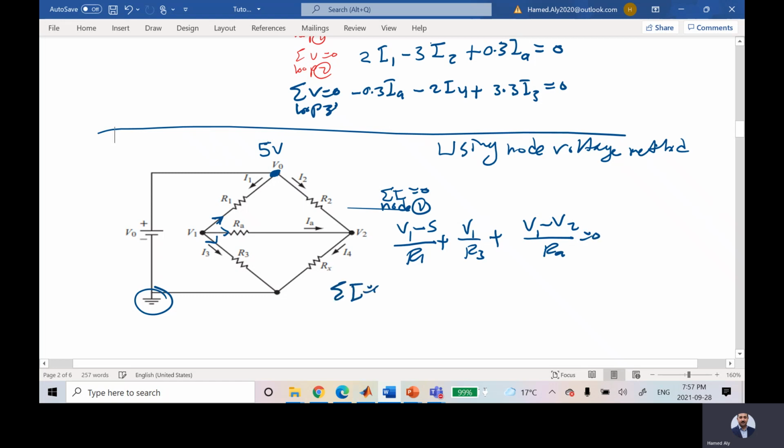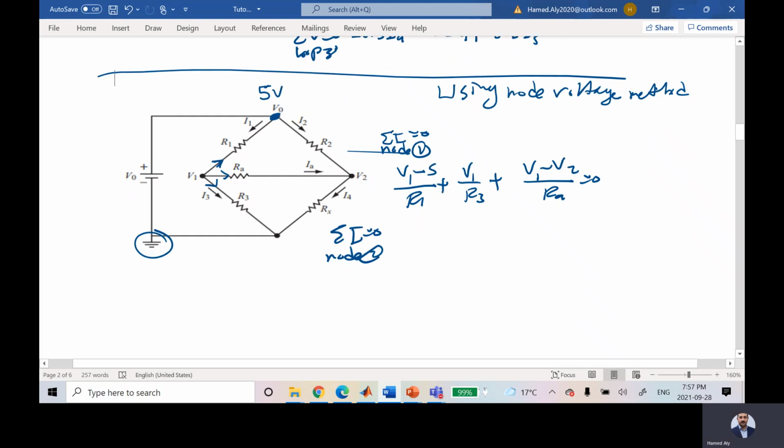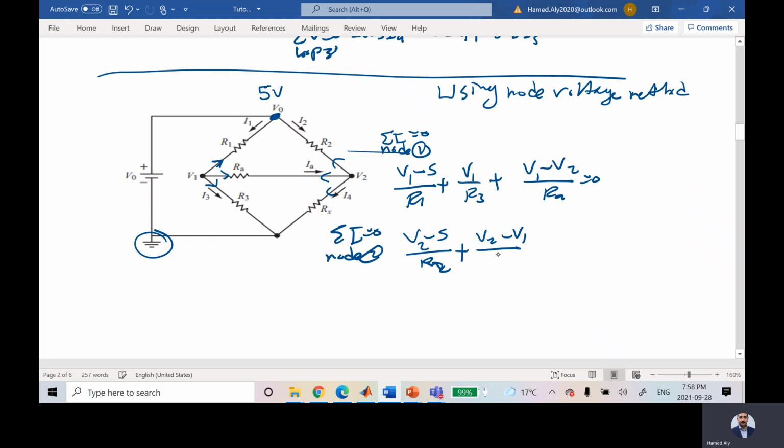Then summation I is equal to 0 for node 2. At that time, I have this current, this current, this current. So this current is V2 minus 5 over R2, plus V2 minus V1 over RA, plus V2 minus 0 over Rx, which is equal to 0.